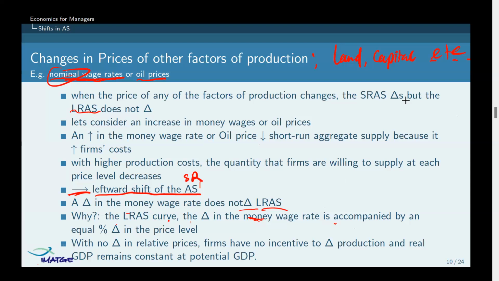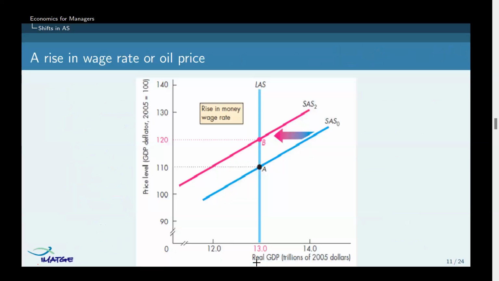I hope we can understand. Right, so that is it. Any questions so far? No questions. So this is the representation of what I was talking about. A rise in money wage or nominal wages leads to companies reducing their short run aggregate supply, reducing their production levels in the short run, which means they will shift to the left.